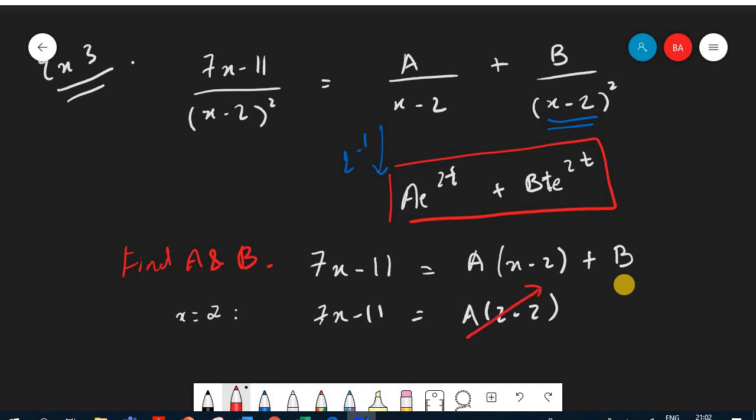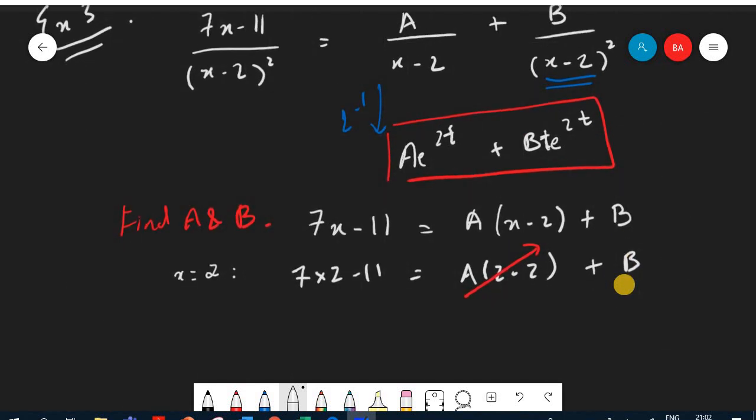This is why we substituted 2, so that we can cancel out that term, plus b. And since x is equal to 2, I forgot to substitute here. So that will be 7 multiplied by 2 minus 11. So 14 minus 11 is 3. So b is equal to 3.